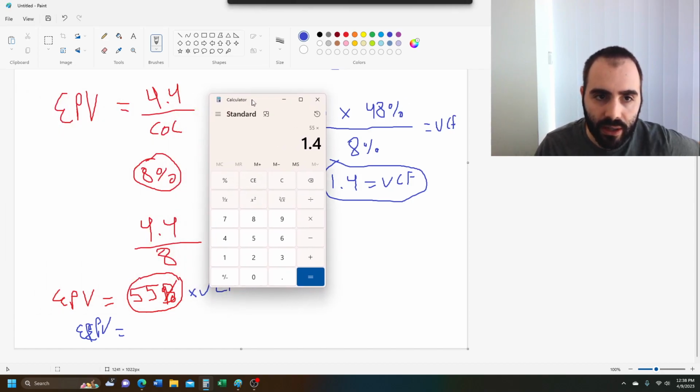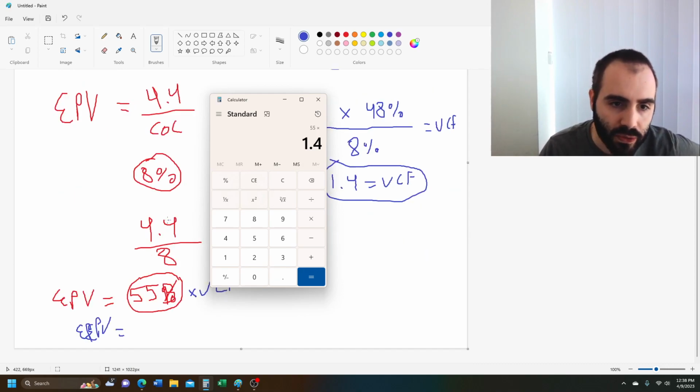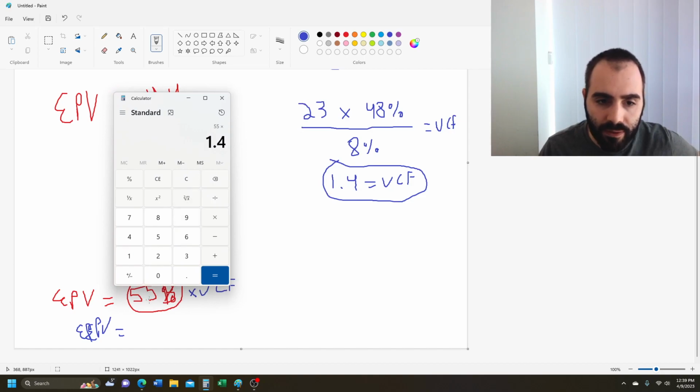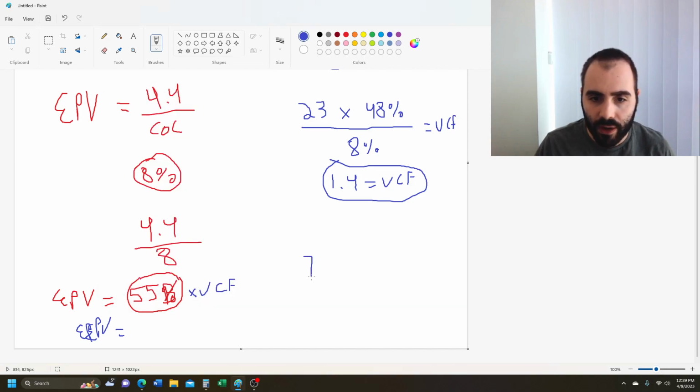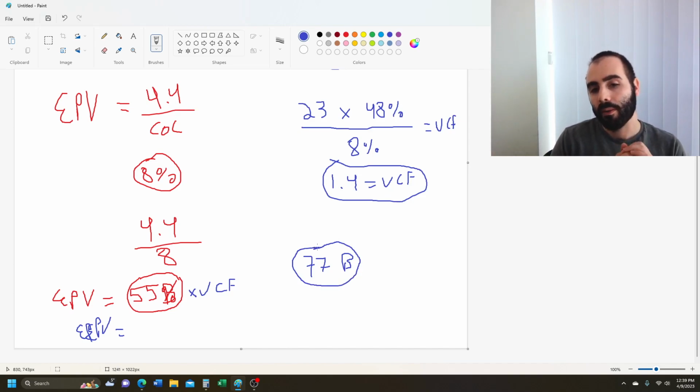Our earnings power value is calculated by taking the average sustainable free cash flows and dividing it by the cost of capital. Sustainable free cash flows for Costco is $4.4 billion divided by an 8% cost of capital gives us an earnings power value of $55 billion. We take the $55 billion earnings power value and we multiply it by the value creation factor that we just calculated. That gives us a fair value of Costco of $77 billion. Okay, so what we're saying here is that a fair value price for Costco would be probably around $77 billion. Now this is going to vary a little bit by the numbers that you choose to input into this equation, but $77 billion is going to be the approximate fair value of Costco.